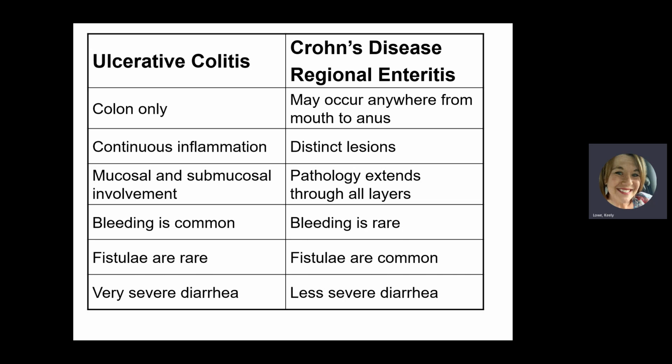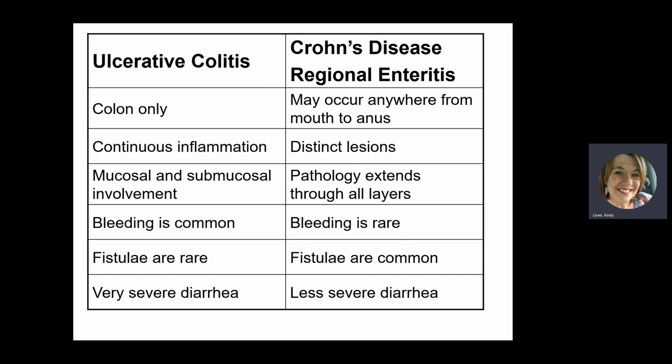The pathology extends through all the layers. And we think, well, that would cause bleeding because it goes through the middle layer. But what it does is it kind of erodes all the way through, and sometimes scar tissue blocks off those blood vessels, but it has a much increased risk of peritonitis because it goes all the way through those areas. And because it does that, these fistulas are more common.